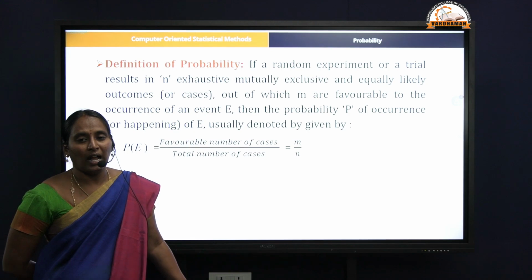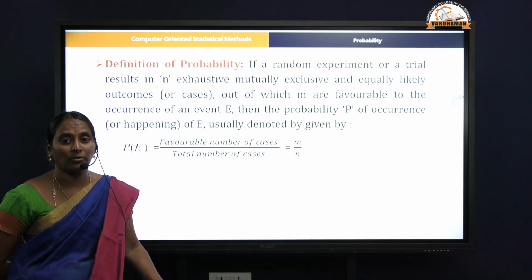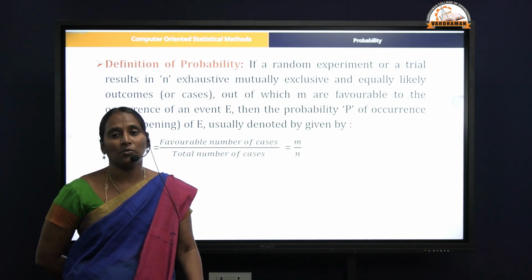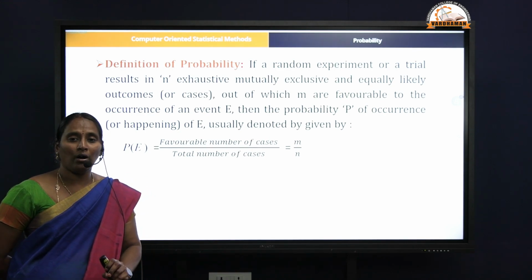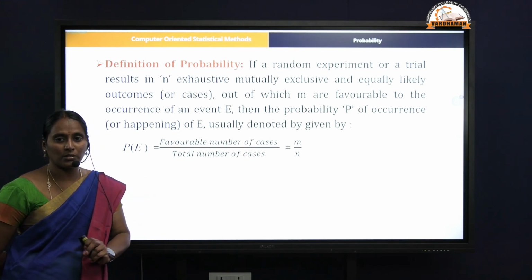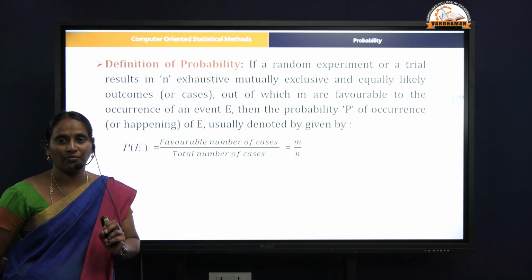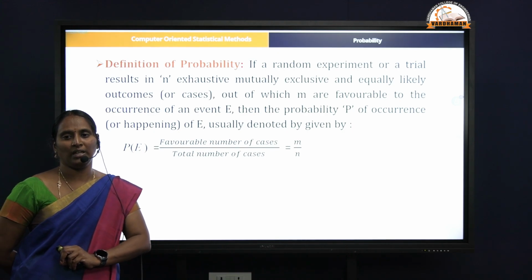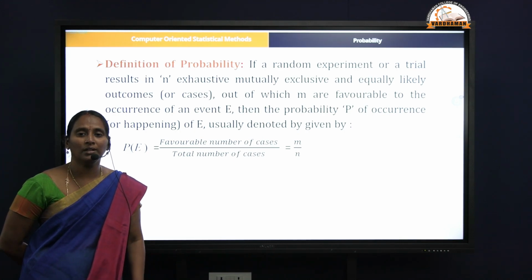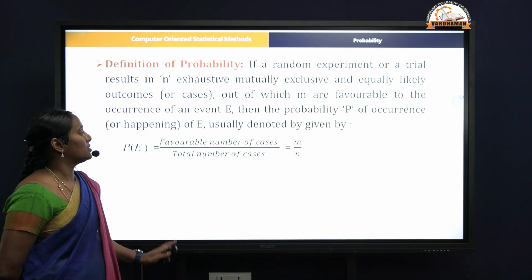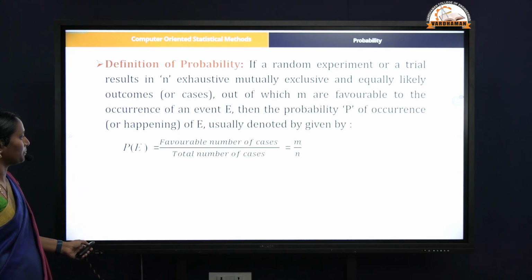If the trial results in n outcomes, we define a sample space. These are what we call mutually exclusive, equally likely outcomes. Out of n, we discuss those favorable to the occurrence of an event. So we define P of E is equal to the favorable number of cases by the total number of cases. Here, P of E is equal to 1 by 2.